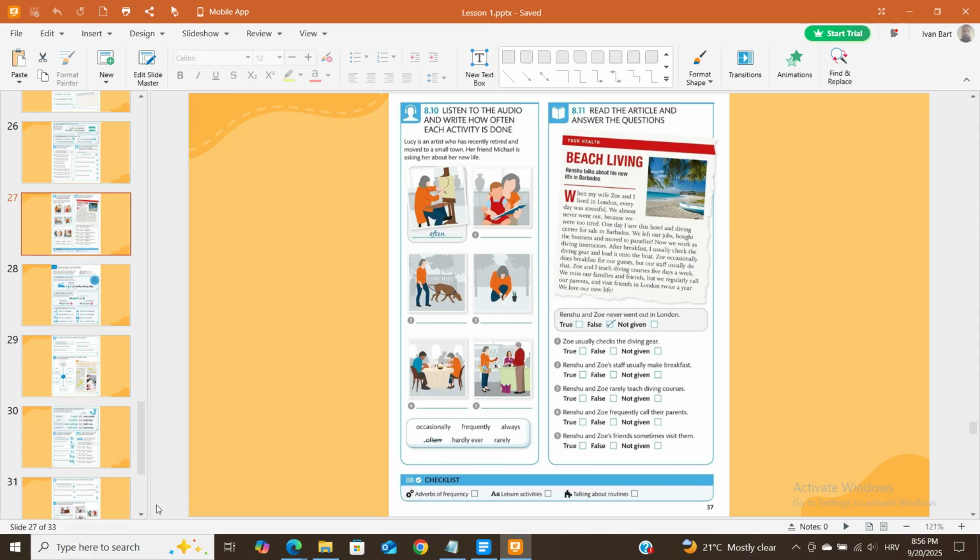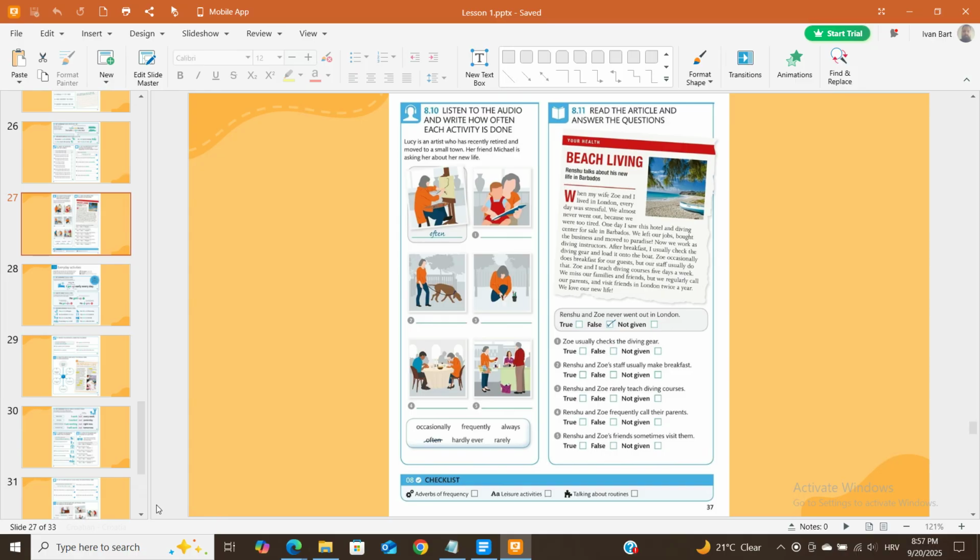Now we work as diving instructors. After breakfast, I usually check the diving gear and load it onto the boat. Zoe occasionally does breakfast for our guests, but our staff usually do that. Zoe and I teach diving courses 5 days a week. We miss our families and friends, but we regularly call our parents and visit friends in London twice a year. We love our new life.